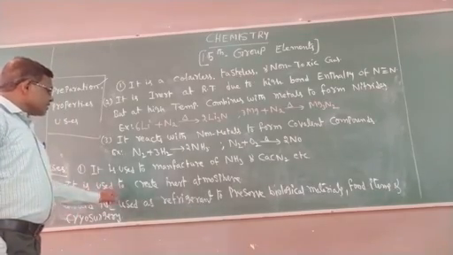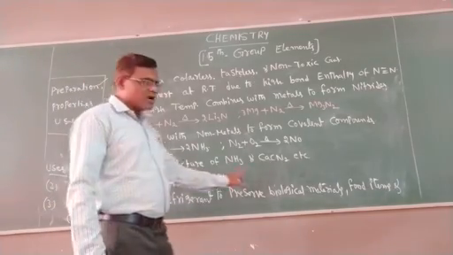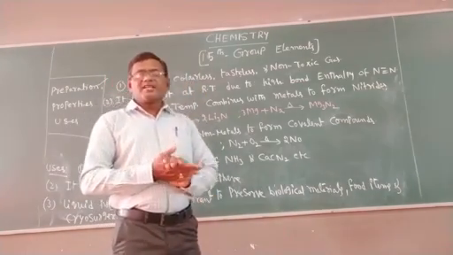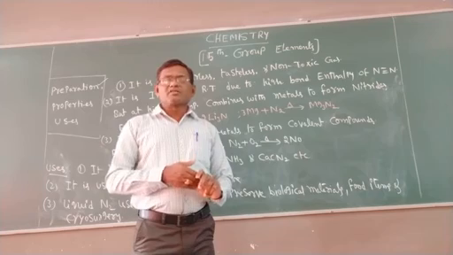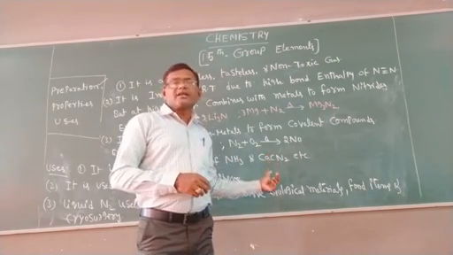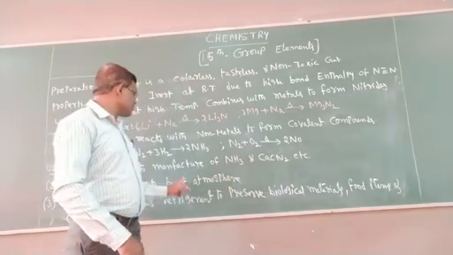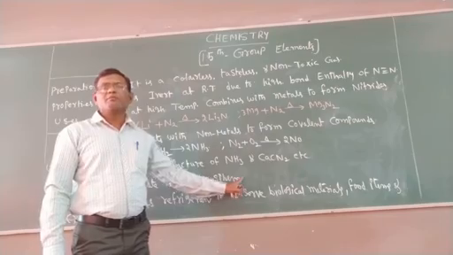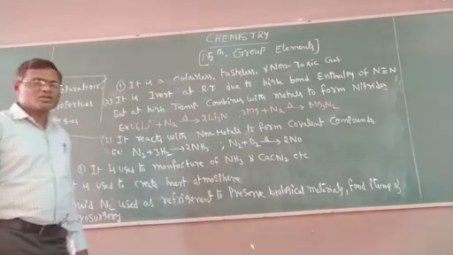And one more use, it is used to create an inert atmosphere, especially in metallurgy processes. Metallurgy means extraction of the metals. Sometimes we create an inert atmosphere, and at that time we use nitrogen gas. That's why it is used for creating an inert atmosphere whenever metals are extracted. That is also one of the uses, children.